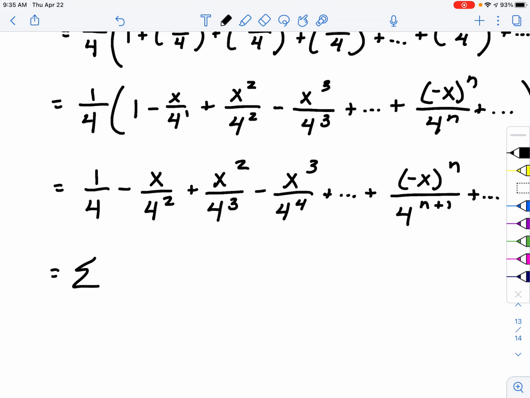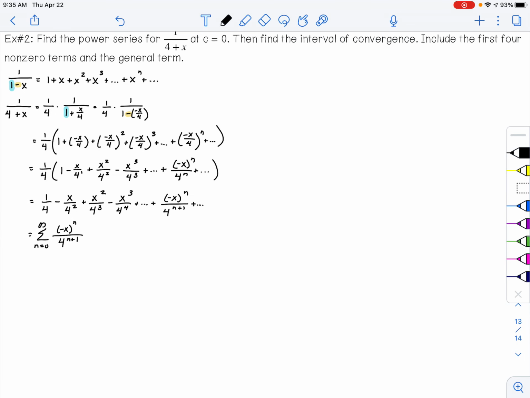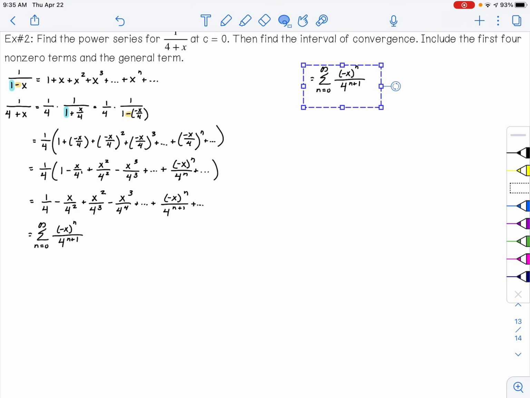And we can also write that as the summation from 0 to infinity, and we're just going to put our general term in there. So negative x to the n over 4 to the n plus 1. So we found the first 4 non-zero terms and the general term, so we're done with that part of the question. And I wrote small enough that now we can actually go over and do our ratio test on the same slide without having to add anything. So I'm just going to put this over here so it's easier to see.